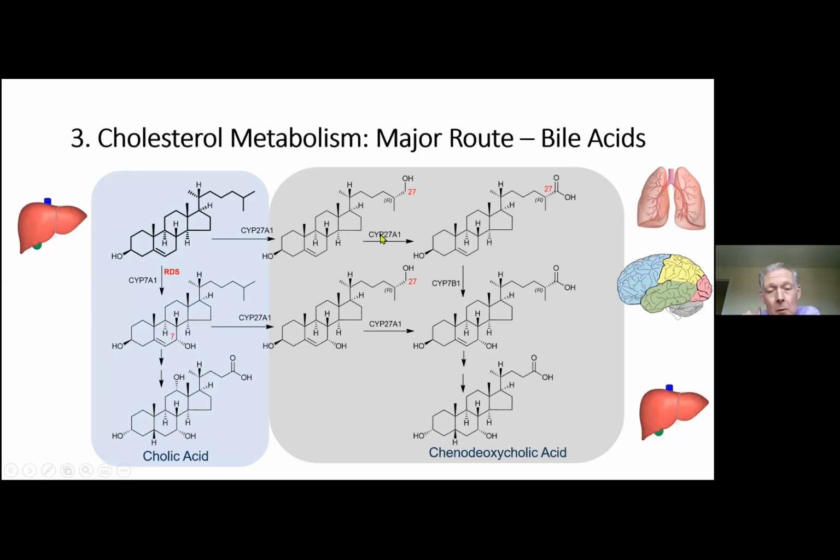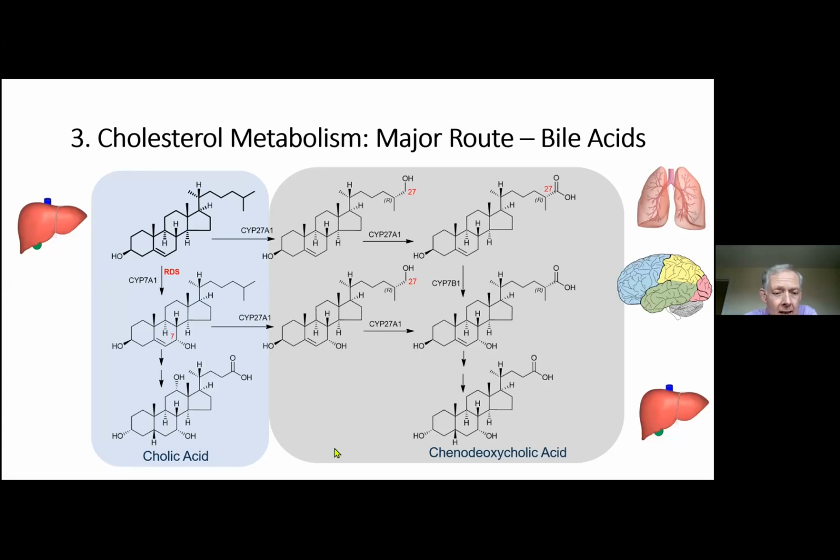CYP27A1 will then oxidize carbon 27 from a primary alcohol to a carboxylic acid group. So the carboxylic acid is introduced in the second step of the acidic pathway of bile acid biosynthesis. Hence, that's why it's called the acidic pathway. We then have side chain shortening and hydroxylation, and we ultimately get chenodeoxycholic acid.